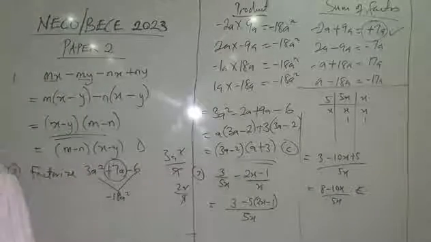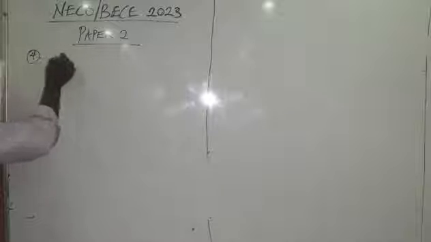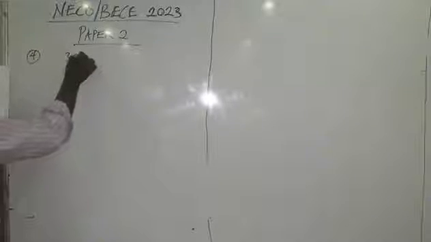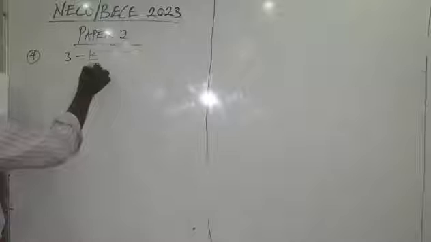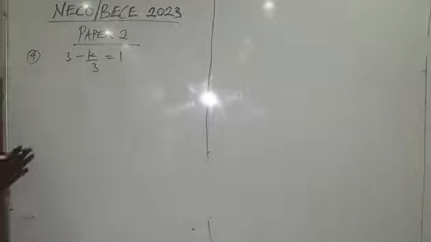So we move to question number 4 now. Question number 4, you are asked to solve this: 3 minus k divided by 3 equals 1. So this is an equation involving fraction, and this is also simple.